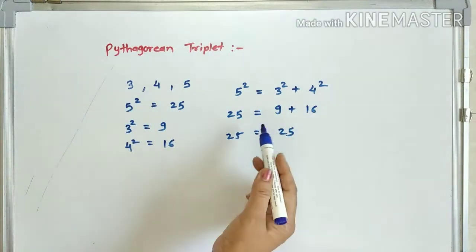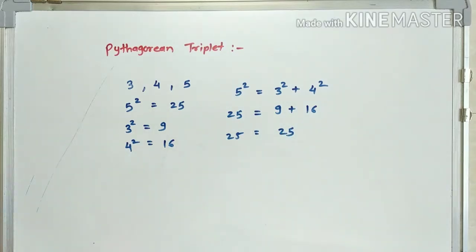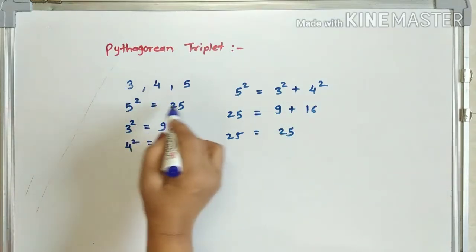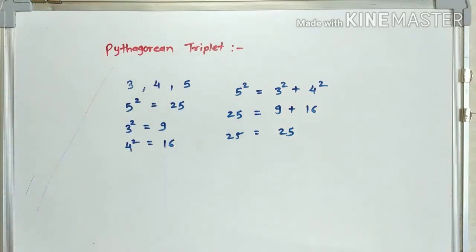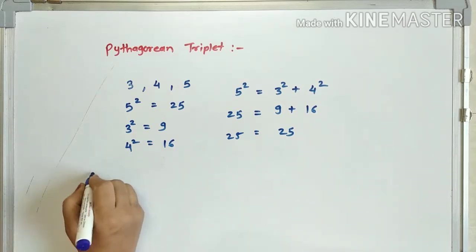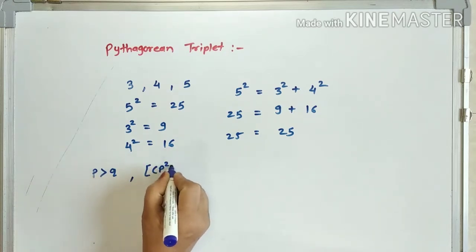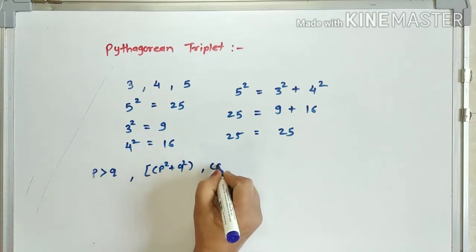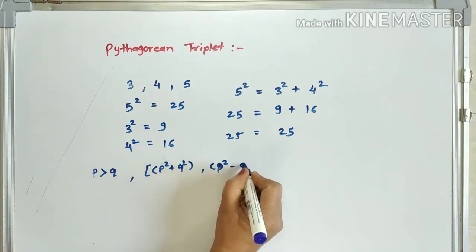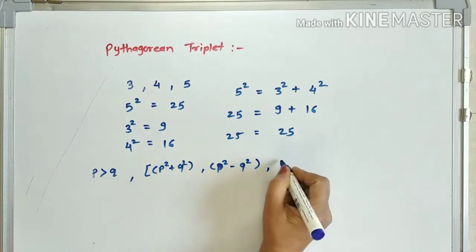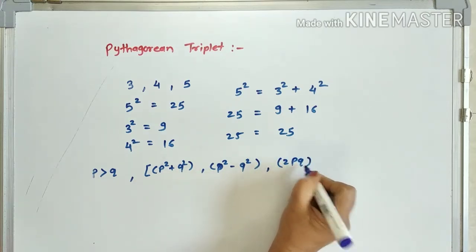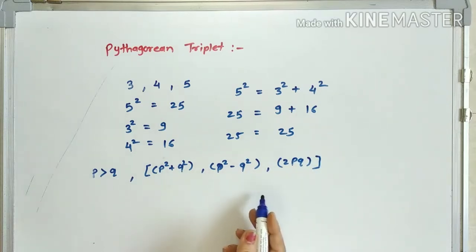If the square of the largest number is equal to the sum of squares of the remaining two numbers, then the group of these three numbers is called a Pythagorean triplet. The formula to find the Pythagorean triplet is, if P is greater than Q, then P square plus Q square, P square minus Q square, and 2PQ. This is the formula for finding the Pythagorean triplet.